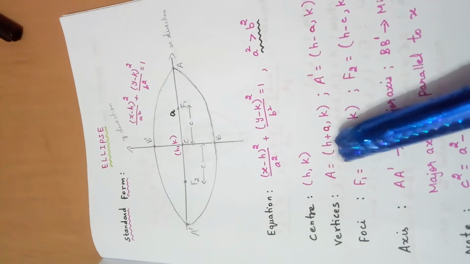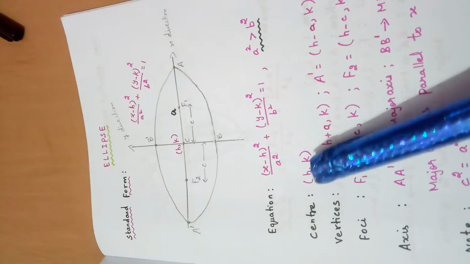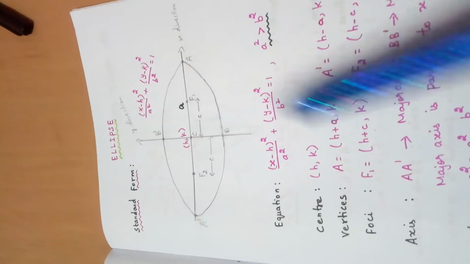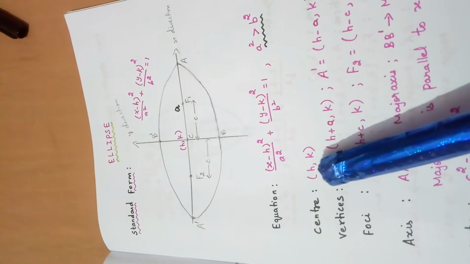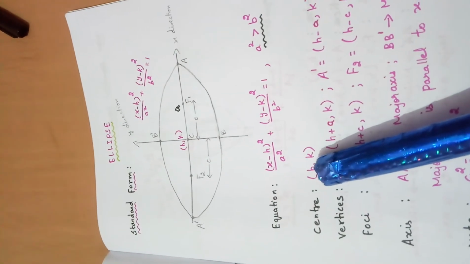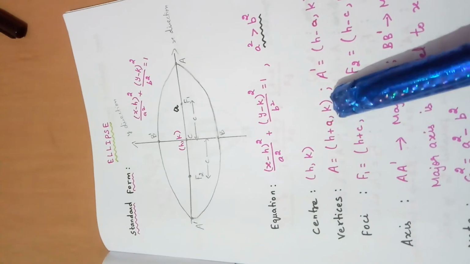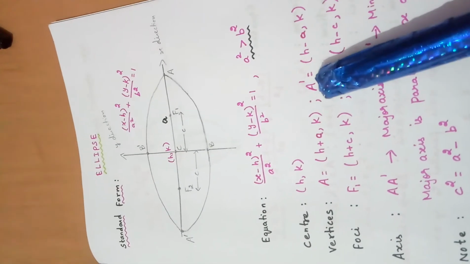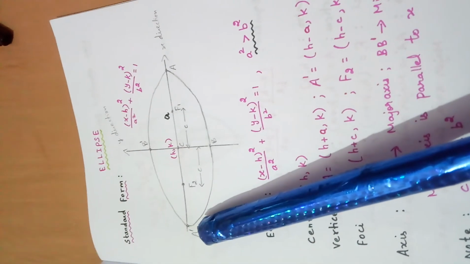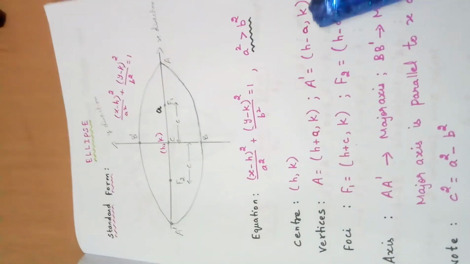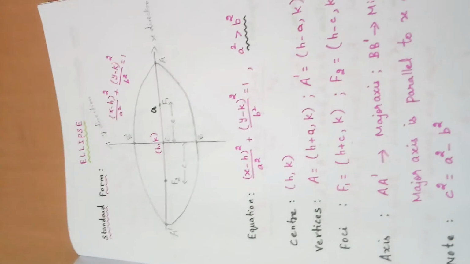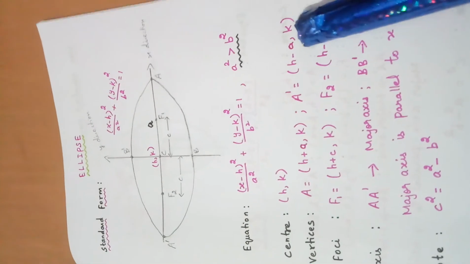How this comes? This comes from the center formula. What is center? H comma k. Vertices means x value will change, so some value will be added with x value of center. H plus a comma k. Y value will not change. Similarly, a dash, this point is given as h minus a comma k.